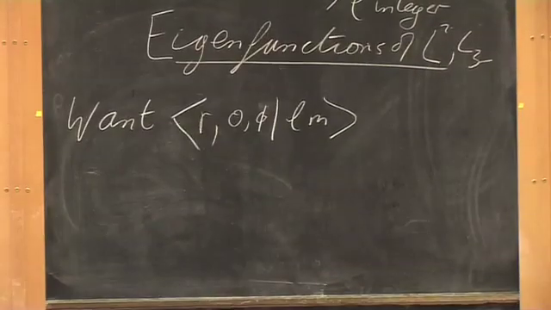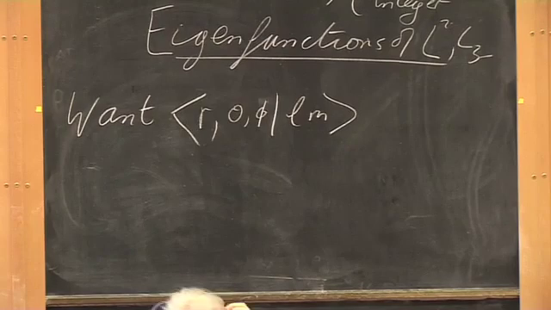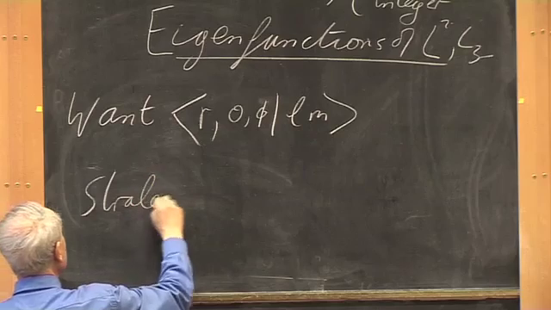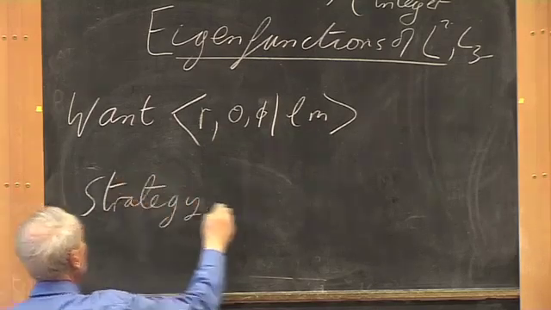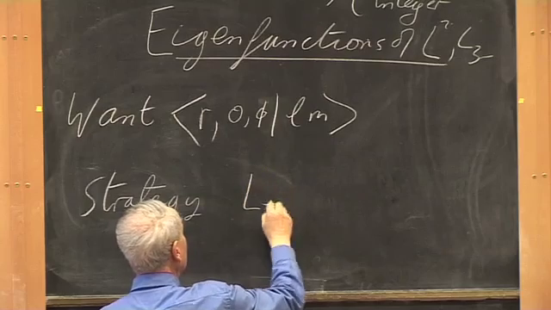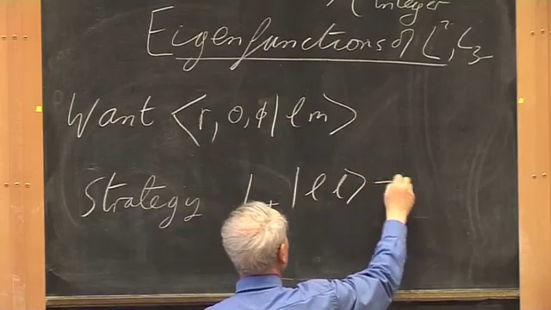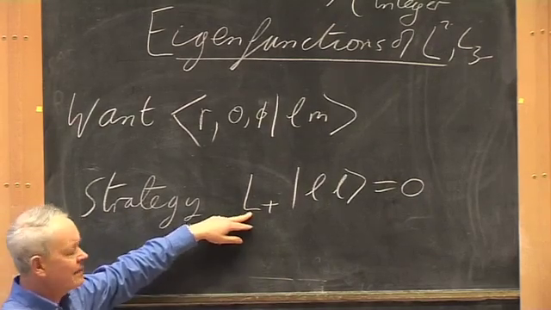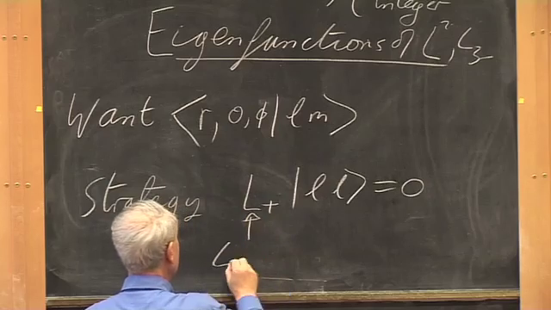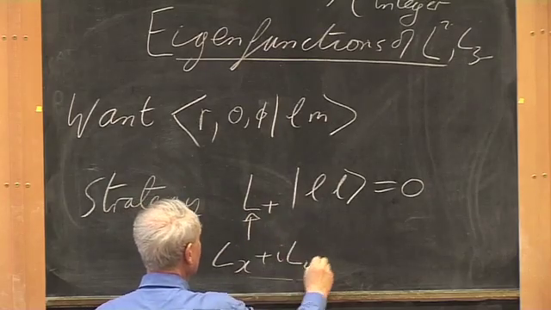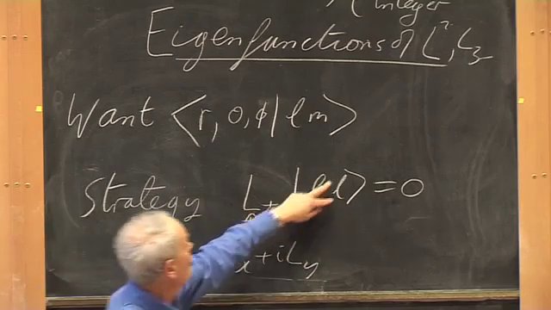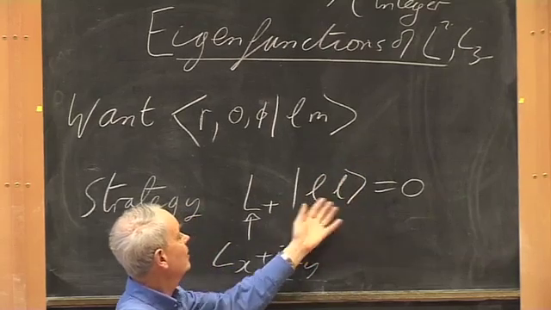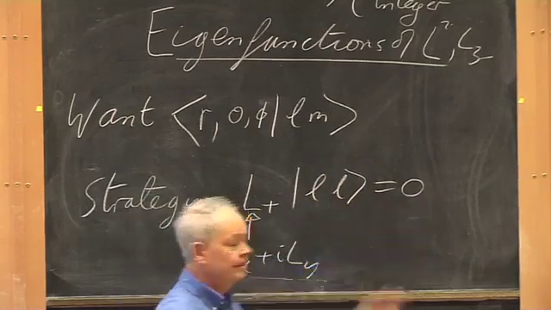And our strategy is this; the detail is rather tedious, but the strategy is this. We are going to apply L plus to |L L⟩ and get nothing. This is Lx plus i Ly, I think we talked about this yesterday, but I'm not absolutely certain. This is the operator which will try and raise the M entry to one larger, but that's not possible because it's already its largest value, so it'll kill it.